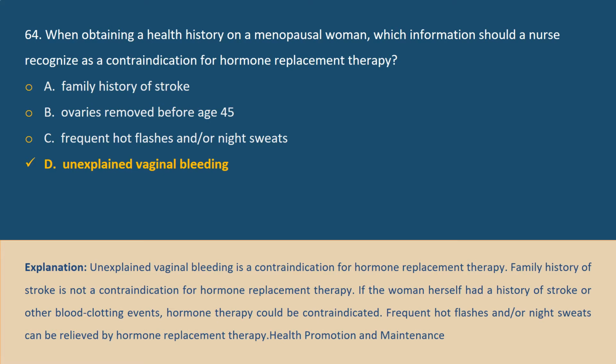Answer D. Explanation. Unexplained vaginal bleeding is a contraindication for hormone replacement therapy. Family history of stroke is not a contraindication for hormone replacement therapy. If the woman herself had a history of stroke or other blood clotting events, hormone therapy could be contraindicated. Frequent hot flashes and/or night sweats can be relieved by hormone replacement therapy. Health promotion and maintenance.